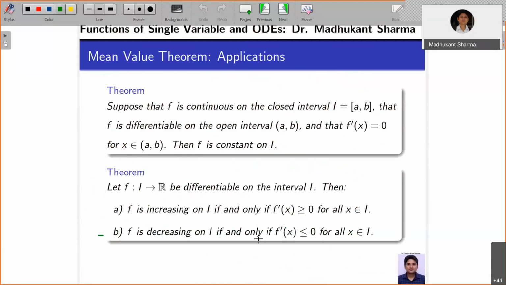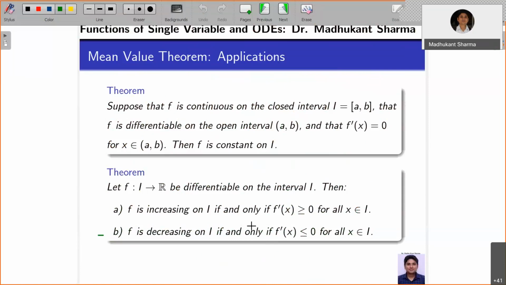Now the next result is also an application of the mean value theorem, which gives you one of the criteria to decide whether the function f is increasing or decreasing on the interval. Once you know the function is differentiable, then you can investigate this. Let f be differentiable on the interval I, and this is an if and only if condition.